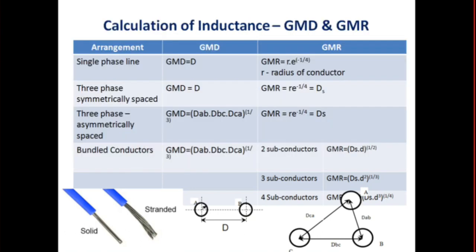These are the expressions for determining the GMD and GMR by which you can calculate the inductance. So for various arrangements, the GMD and the GMR are given over here. For example, if your line is a single phase transmission line, then you can calculate the GMD as D and GMR is equal to R into exponential of -1/4, where R is the radius of the conductor. Similarly, for various arrangements of the conductor, the required equations are given here.